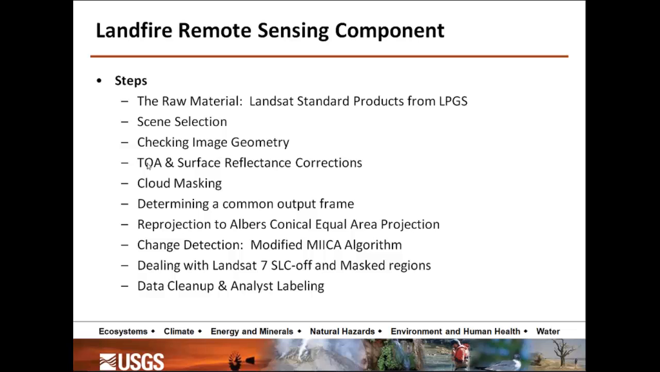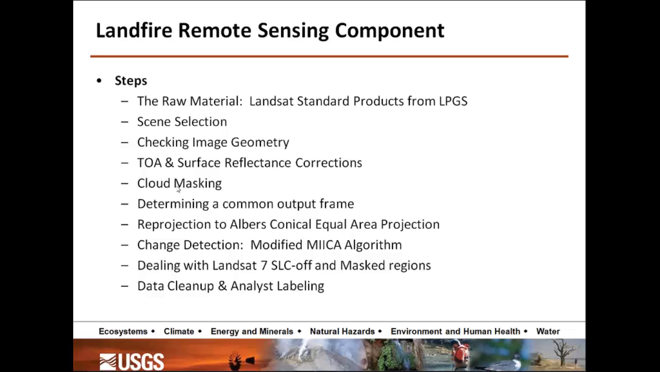We then take those products and we change them to either top of atmosphere reflectance or surface reflectance corrections to try to, in a sense, it's kind of a first-order normalization of the scenes for things like sun angles and things like that, and in theory, the atmosphere. We take an attempt to mask the clouds and the cloud shadows the best we can. We determine a common output frame for our stack.